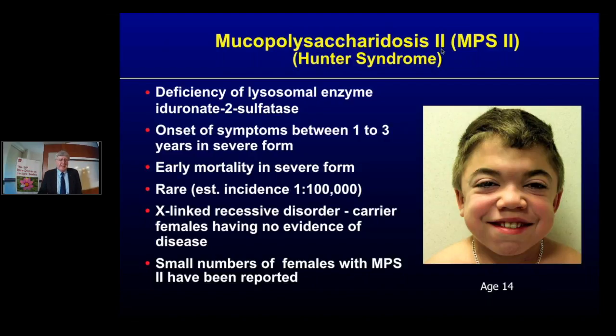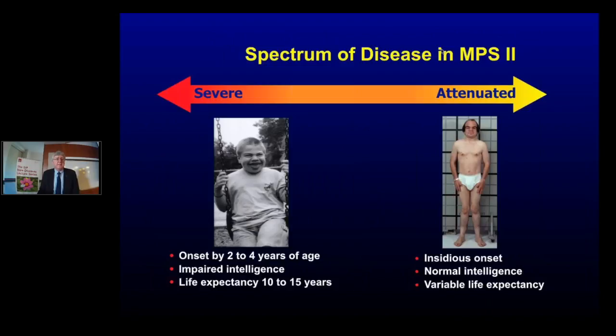It's an X-linked disorder. Carrier females in general have no evidence of clinical disease, though there is a small number of females reported due to X-autosomal translocations and other non-random X inactivation. So even though you have a patient who is a female, they can have Hunter syndrome, even though it's very rare. As we've seen in MPS I, there's clearly a spectrum from the severe to attenuated.